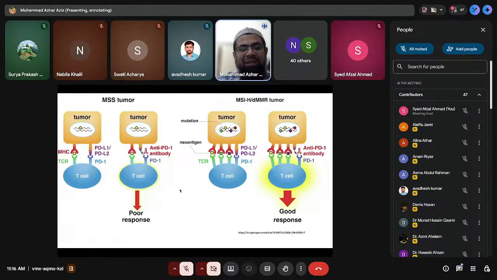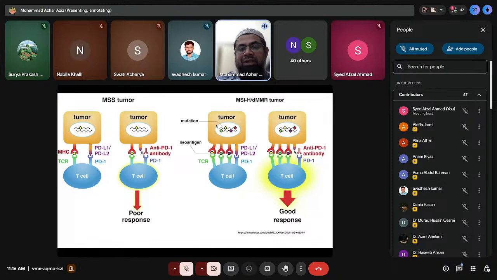So remember, we had a discussion on whether a faulty DNA repair system is good or bad. In this case, it is good. Because once you have a faulty DNA repair system, the DNA has errors, and this leads to the production of more new antigens. So this is the difference you can see here. This is a stable tumor. It has only one epitope here, which is being recognized by the T cell, right? So the response is quite poor.